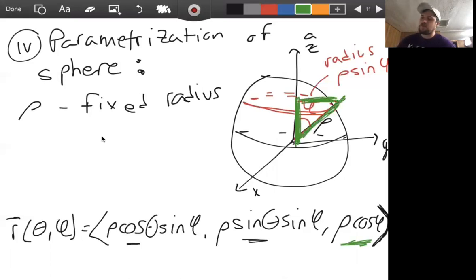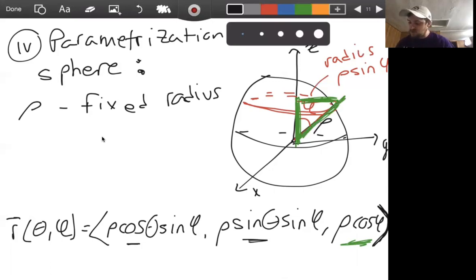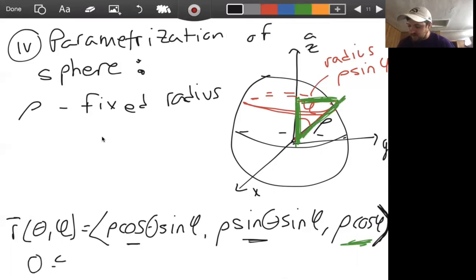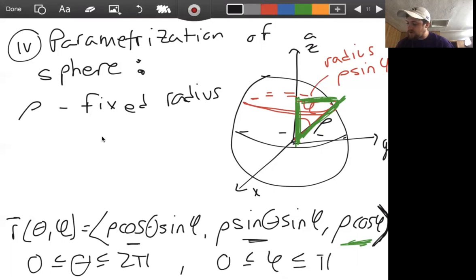And that's the idea for the parameterization of the sphere: first theta sweeps between 0 and 2 pi, and then phi sweeps between 0 and pi for the bounds, right? But this is the idea of using phi and theta as our parameterizations for the sphere.